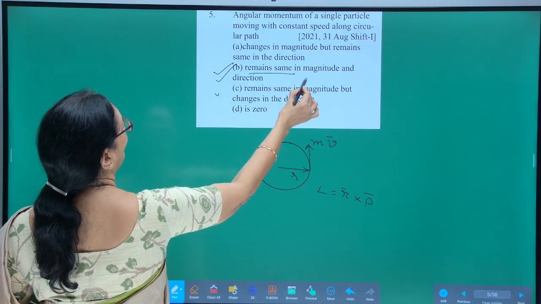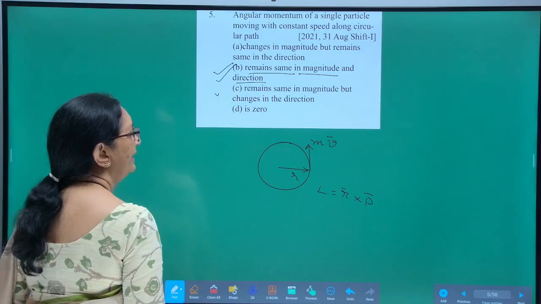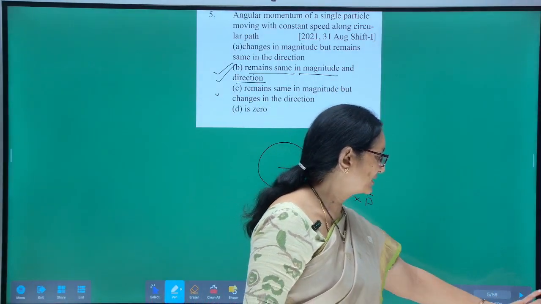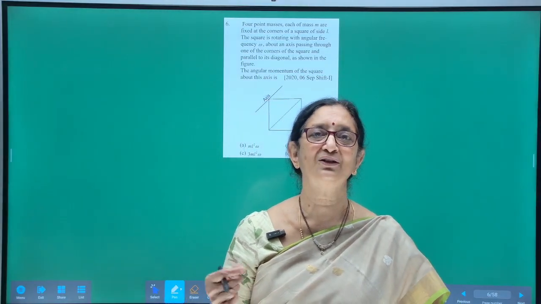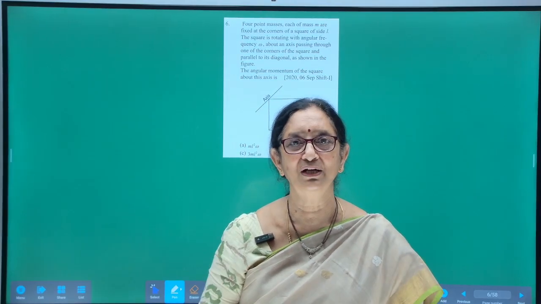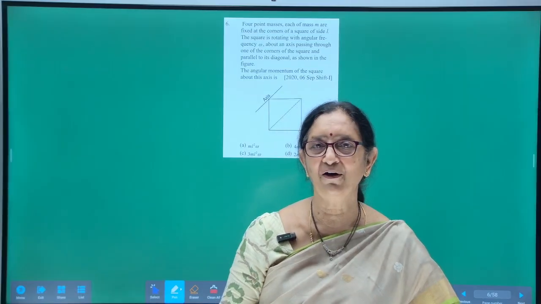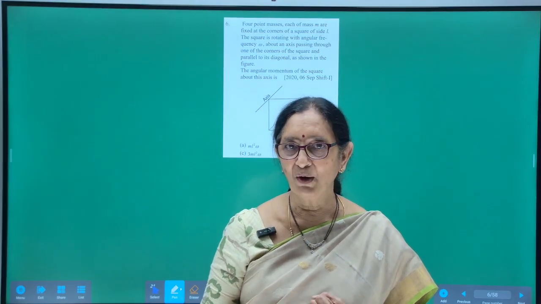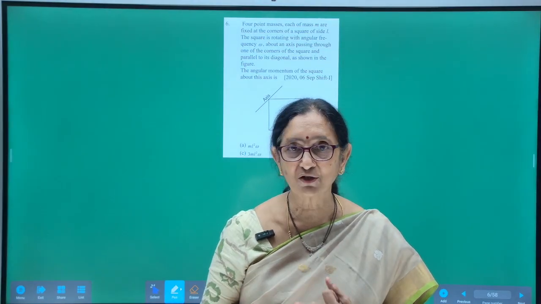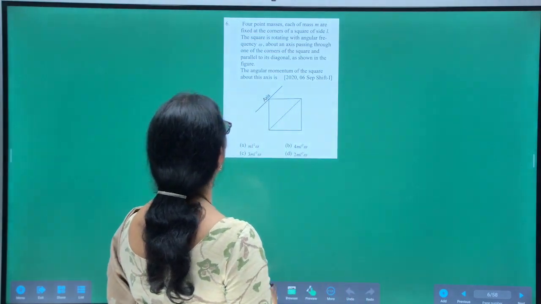The angular momentum remains the same in magnitude and direction is the right option. So, in case of a body moving in a circular path with constant speed, that we call uniform circular motion. In uniform circular motion, angular velocity is constant, angular momentum is constant, hence torque is 0. Okay? So, move on to the next problem.